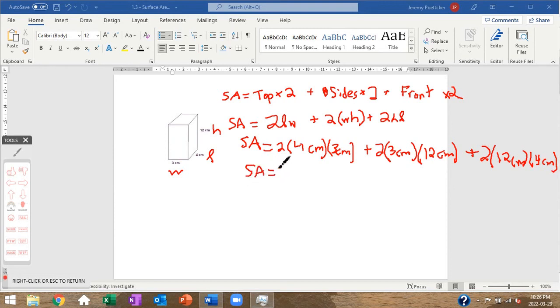Alright, so my surface area, this is a nice one because it does sort of do everything at once. 2 times 4 times 3 is 24 centimeters squared. Plus 2 times 3 is 6 times 12 is 72 centimeters squared. Plus 2 times 12 times 4. 2 times 12 is 24 times 4 is 96 centimeters squared.